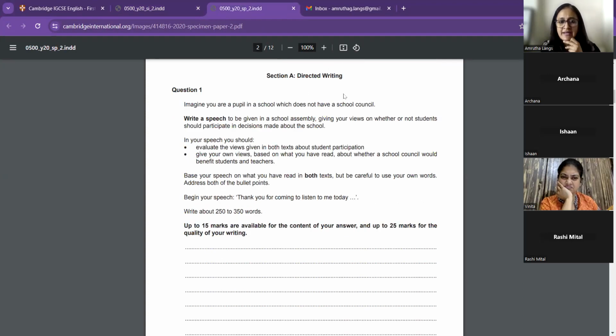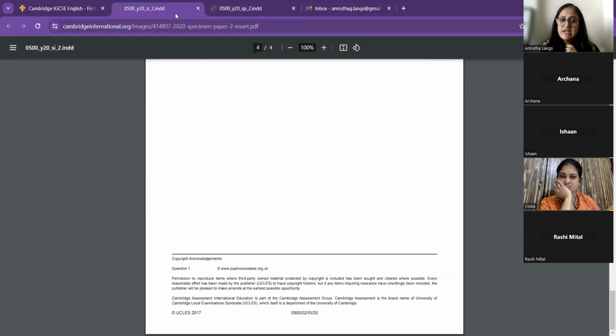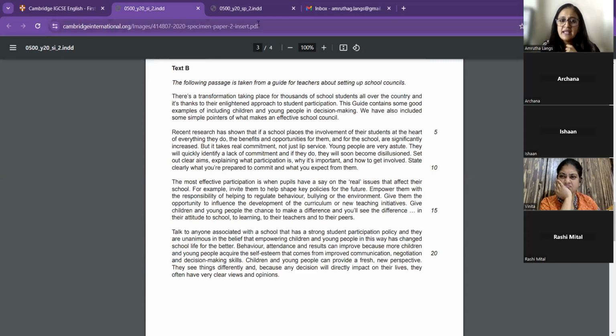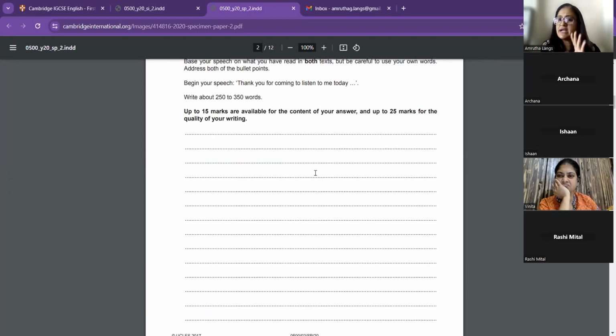You're writing a directed writing. Write a speech. Based on what? You have to read the text. And then they have given you pointers here, in your speech, what you should include. Base your speech on both the texts. So you have to basically read and understand a lot.